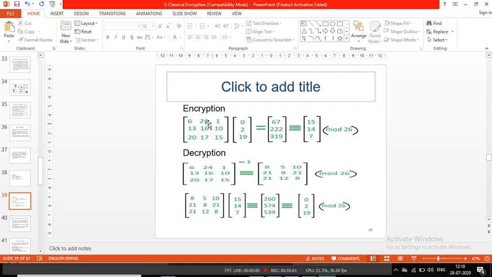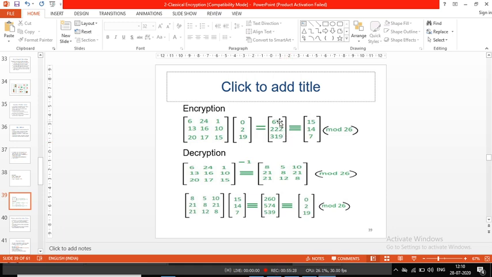Multiply this with 0, you will get 0, plus multiply these two things with 2. 2 into 6, 12, plus 48, 12 plus 48 plus 2. Add all the things: 222, 19 into 6 plus 19 into 24 plus 19 into 1, add all the things, 319. So after multiplication you got it like this, right? So what is the formula? C equals Kp mod 26.